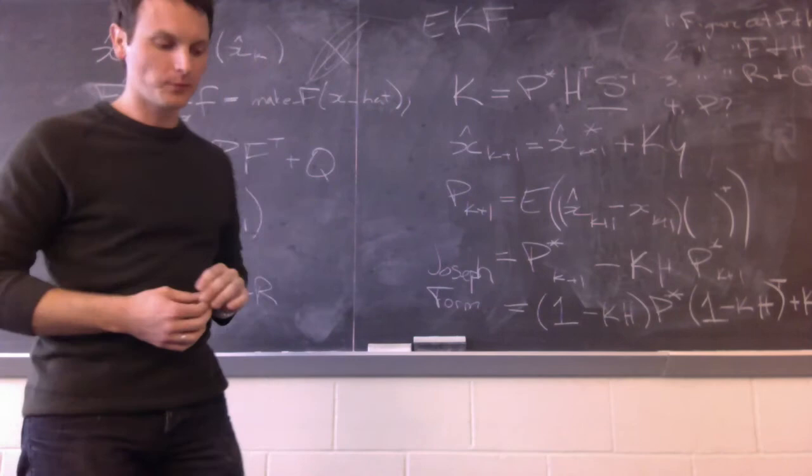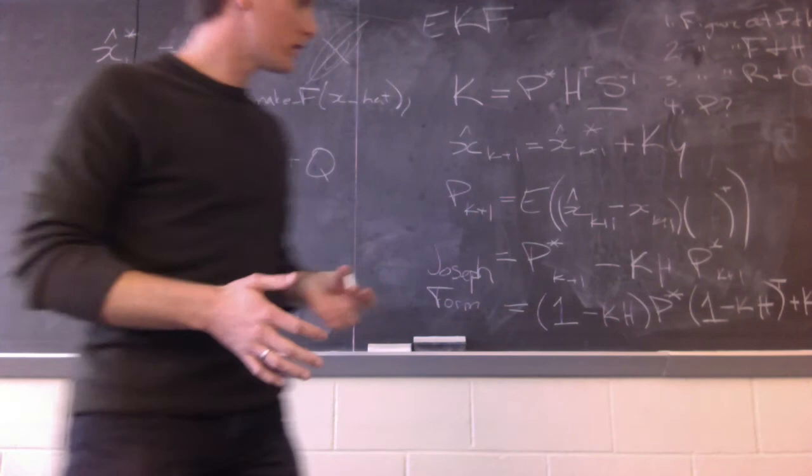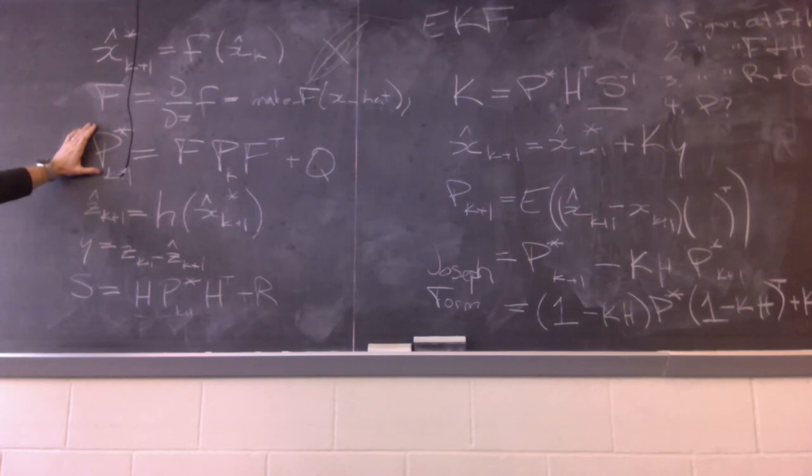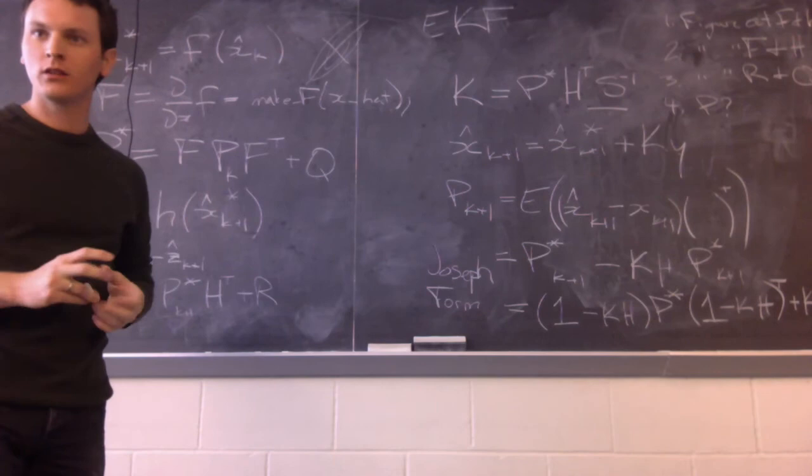a couple years after that, someone looked at this and said, okay, that's great, but we have these numerical properties. What if instead of representing the uncertainty as P, the full covariance, what if I just took a sort of square root of P? So imagine taking a square root of your uncertainty.